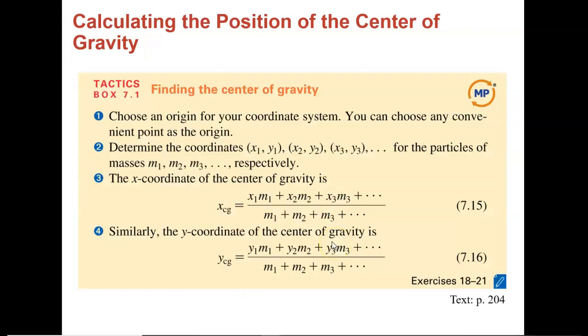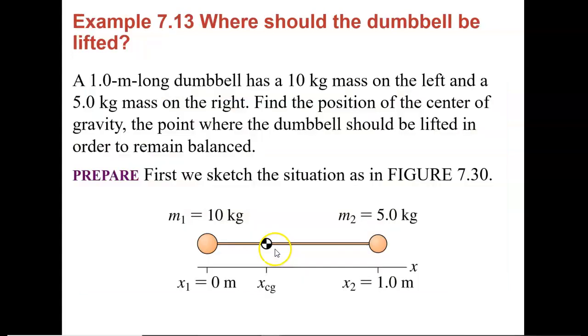All right, so as we mentioned, you can use these to find the center of gravity. You're using these two equations. Make sure you jot those down, they're important. Okay, so a 1 meter long dumbbell has a 10 kilogram mass on the left and a 5 kilogram mass on the right. Find the position of the center of gravity, the point where the dumbbell should be lifted in order to remain balanced. So we have this.